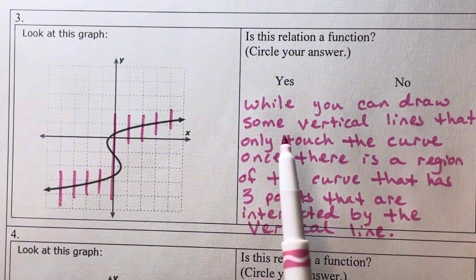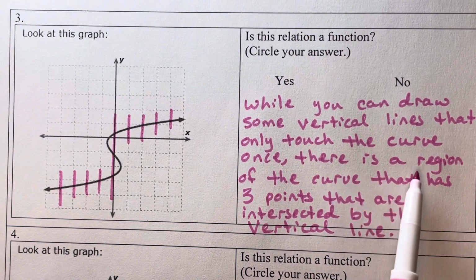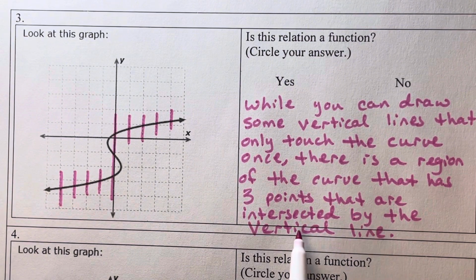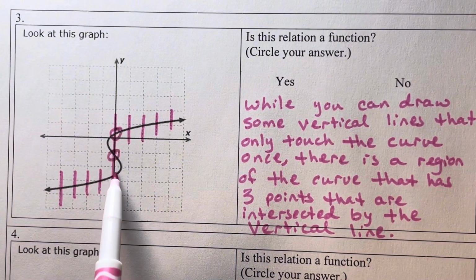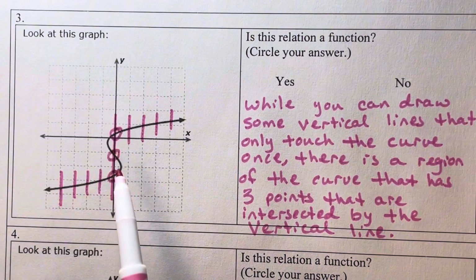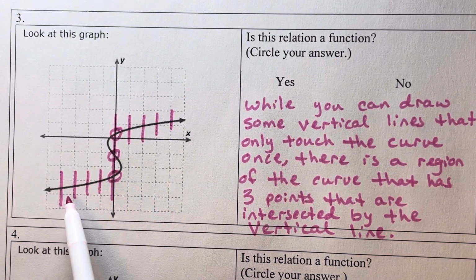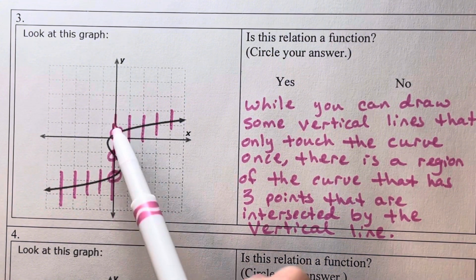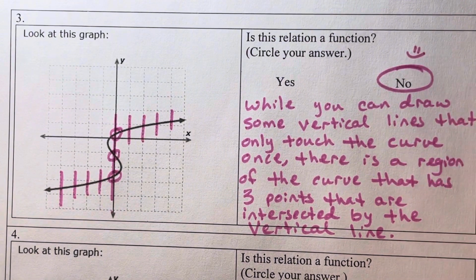While you can draw some vertical lines that only touch the curve once, there is a region of the curve that has not 1, not 2, but 3 points that are intersected by the vertical line. And those 3 points are right here. Since the rule of being a function allows everywhere to only be intersected at one location, and this is broken in this small region, therefore we have to conclude that no, this is not a function.